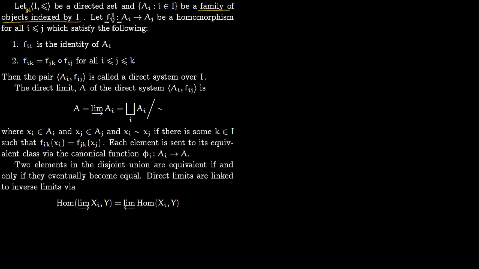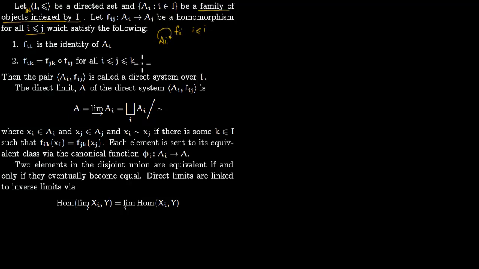And then you have a morphism Fij going from Ai to Aj if i is less than or equal to j. This morphism satisfies the following conditions. First is Fii, which is just the identity on Ai. The map from Ai to Ai, given by Fii because i is less than or equal to i, is just the identity map.